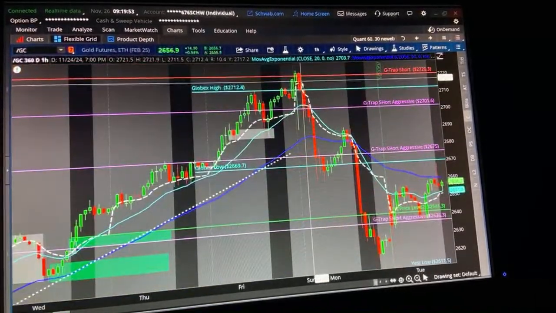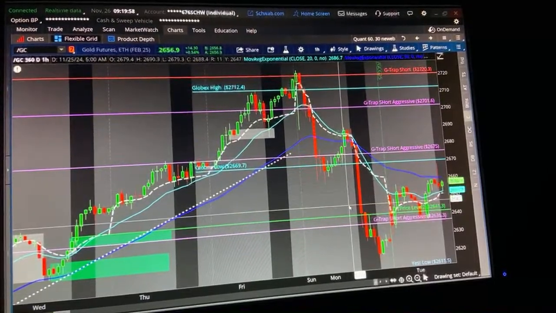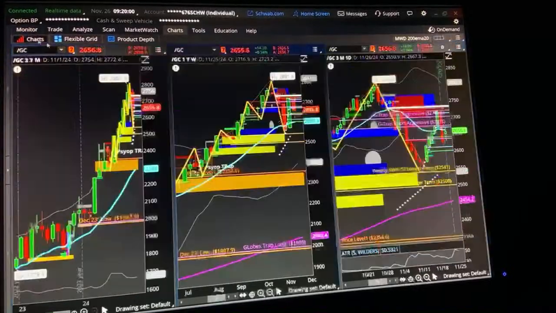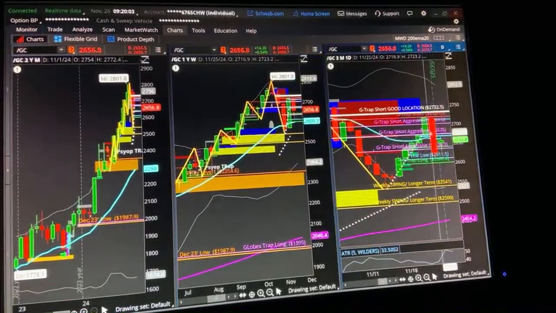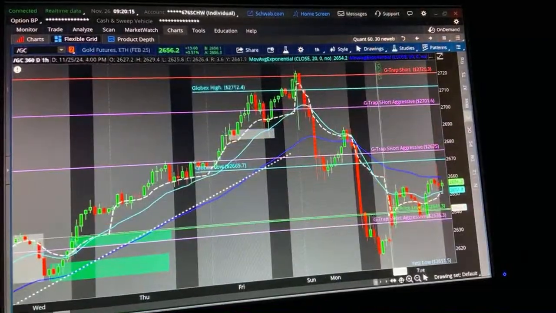So this pullback here, coming down from the 2720s, had a nice little one-to-two-day push down. Actually, it happened in a day. Today will be the second day of that. We do have rollover happening in gold as well. GC front month is now GCG 2025, so just make a note of that, going into Thanksgiving especially.